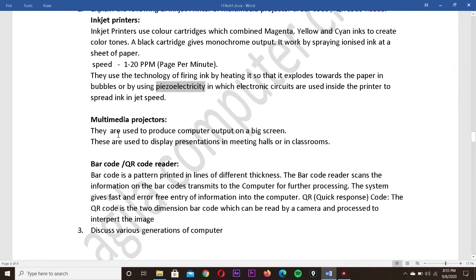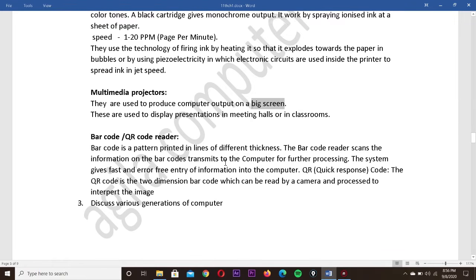Next, multimedia projectors. It is used to produce a computer output on a big screen. Projection means showing something big. So it is used for projecting the output on a big screen. It is used in the meeting hall or in the classroom.